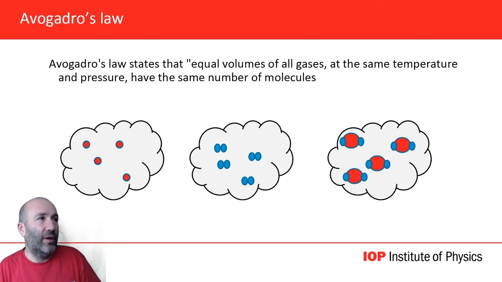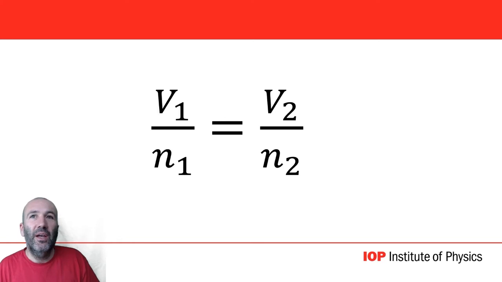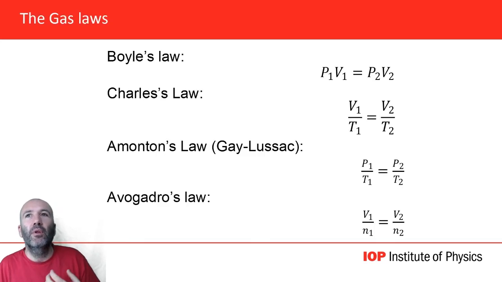And it doesn't matter, here I've got hydrogen, helium and carbon dioxide, for example, and they would all follow this law. Written mathematically, it looks a little bit like this. And that n can be the number of molecules, or it could be the number of moles, because if you remember, the number of moles of a gas is just a number of molecules.